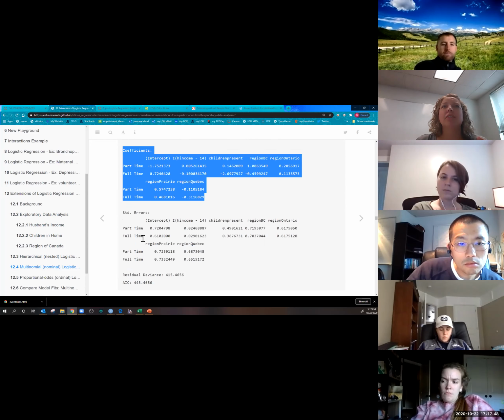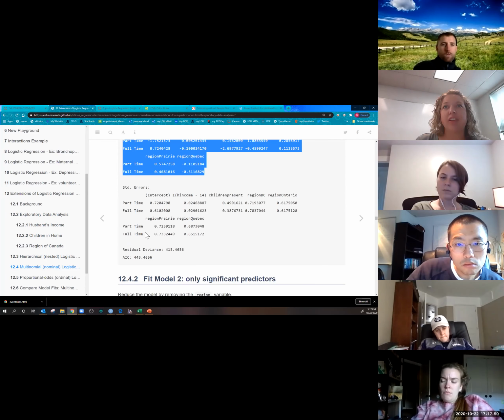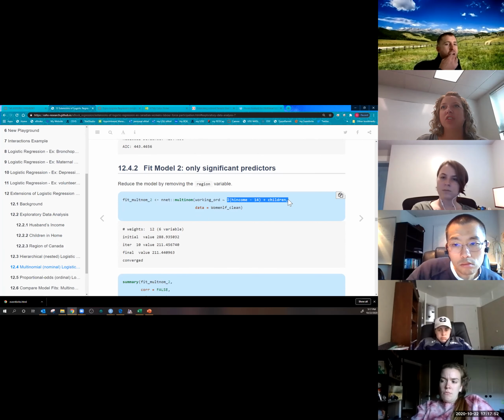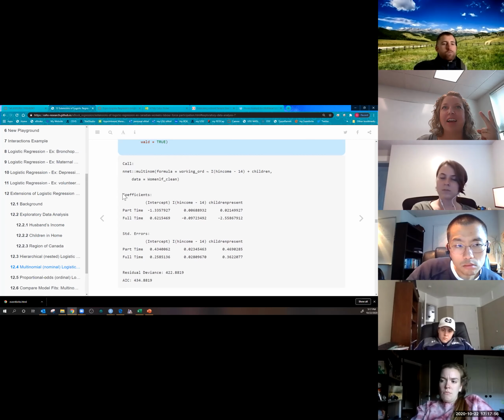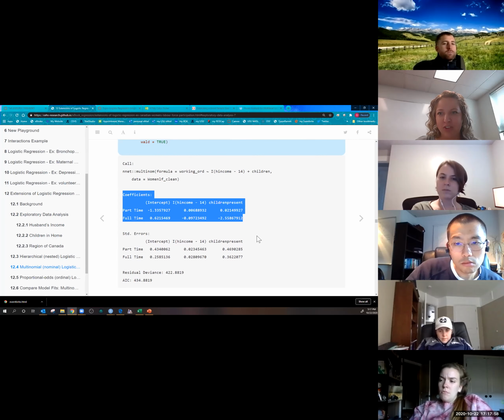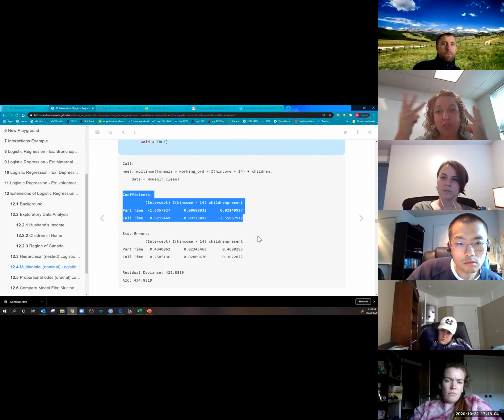In this one, the region's not significant. We already saw that. So I'm going to drop out region and just do the 2 main predictors. It's a little easier to look at now. So how many parameter estimates do I get? Got the intercept and 2 predictors. That should be 3 parameters, but I really get 2 sets of 3.